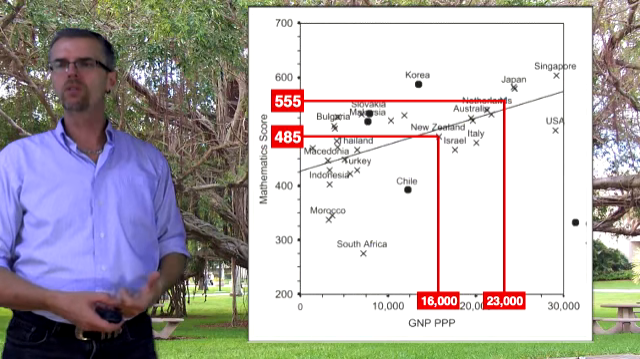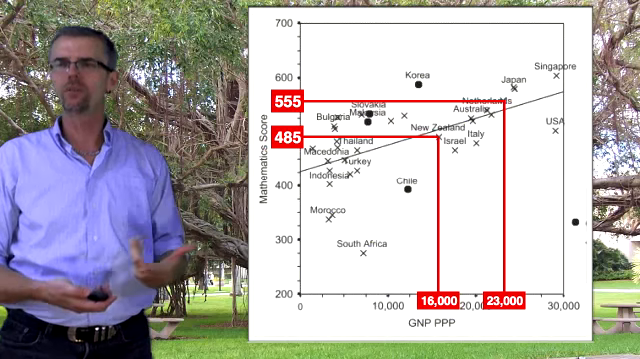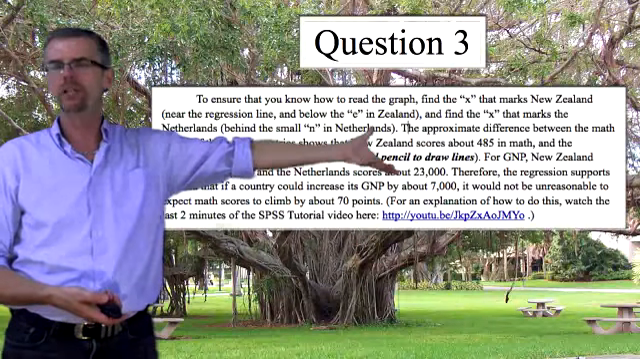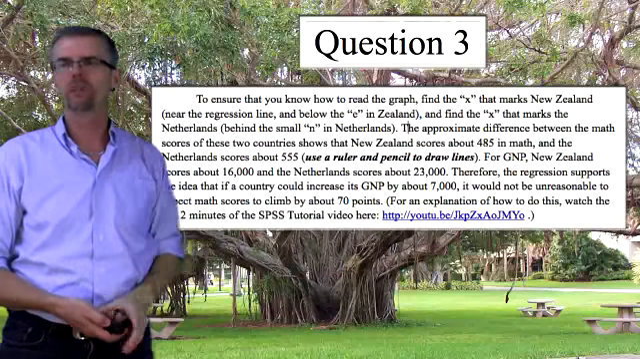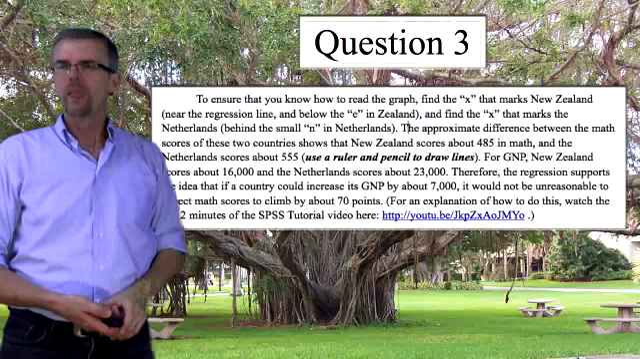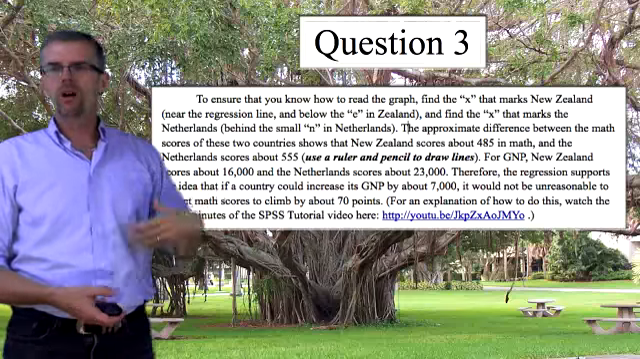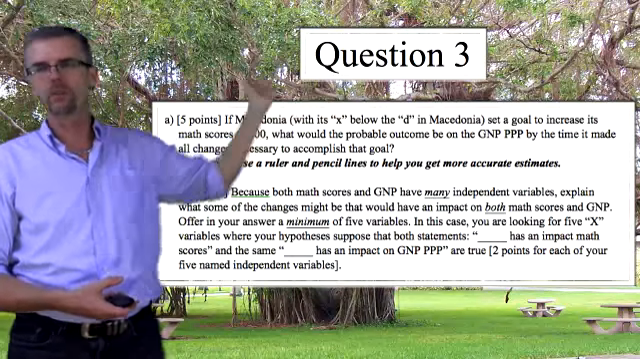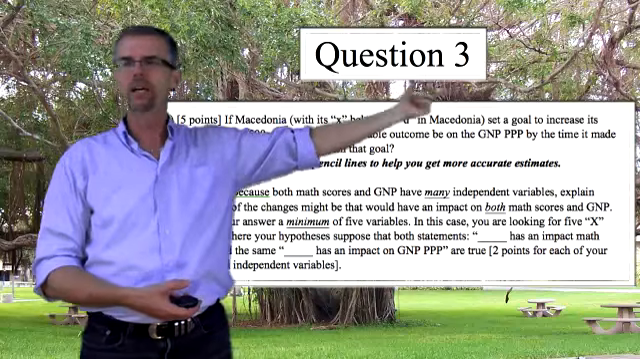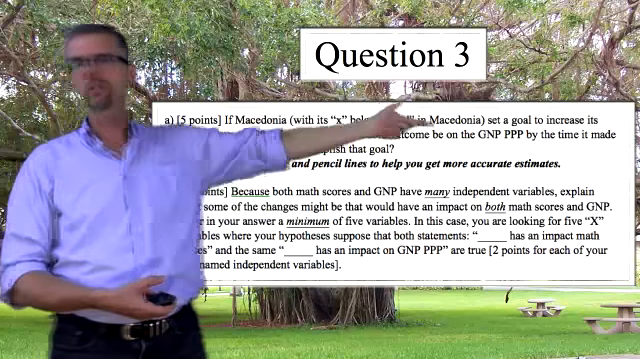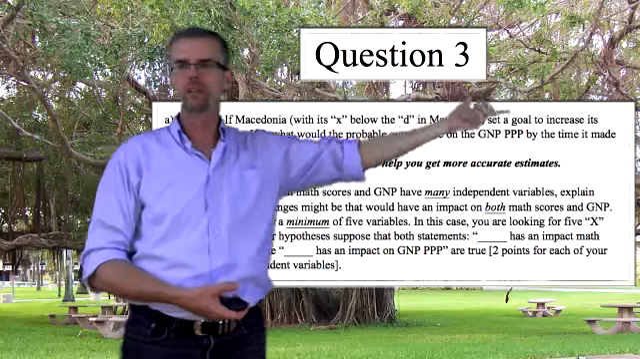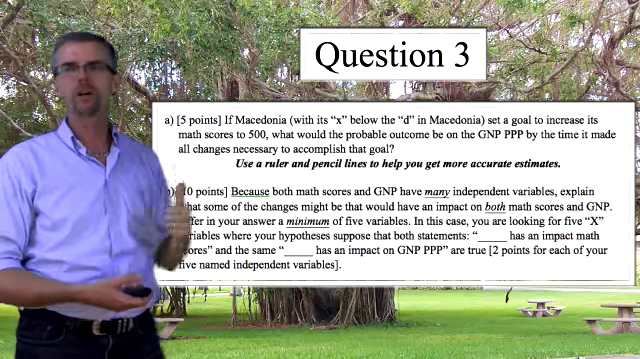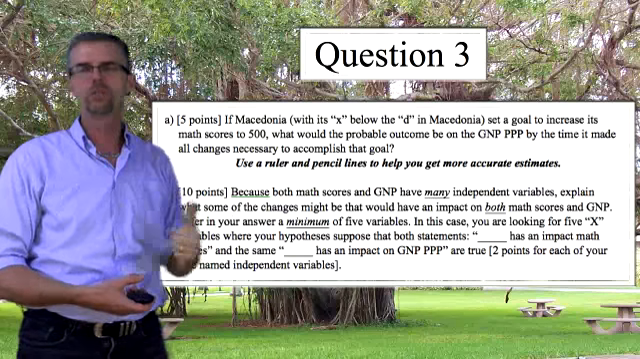So what I want you to do is, once you understand how to do that, there's also a video that you can watch, which I've given you a link to. It's video number 1 of the SPSS tutorial from assignment number 5. But what you need to do now, there's only 2 parts to this. Part A asks you to look at Macedonia with its X below the D in Macedonia. And let's say Macedonia set a goal to increase its math scores to 500. What would the probable outcome be on the gross national product per person by the time it made all the changes necessary to accomplish that goal?